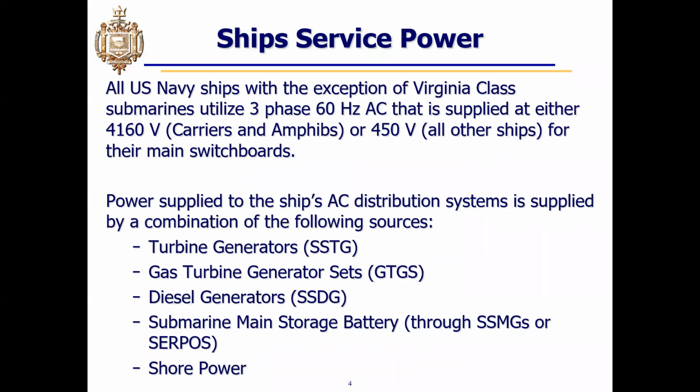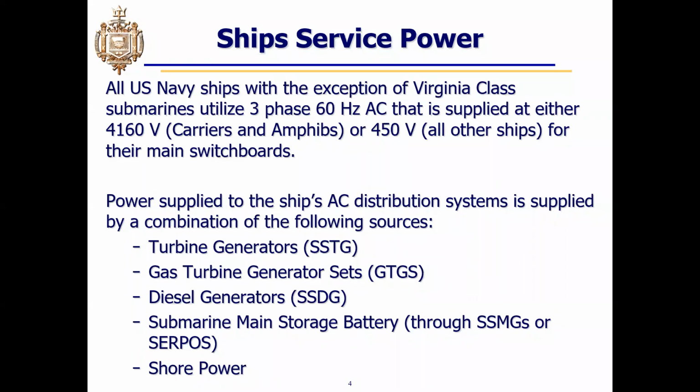Power is supplied to the ship's AC distribution through the ship service generators. For the steam plants, we have ship service turbine generators. Those are steam-driven turbine generators. For the destroyers and the cruisers, they have gas turbine generator sets, or GTGSs. All ships have auxiliary ship service diesel generators as backup power supplies.